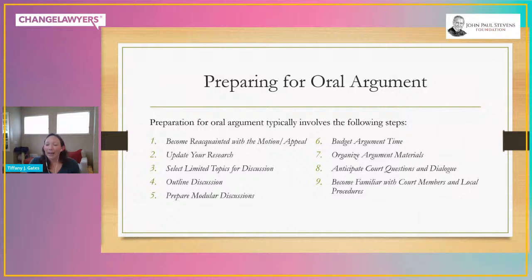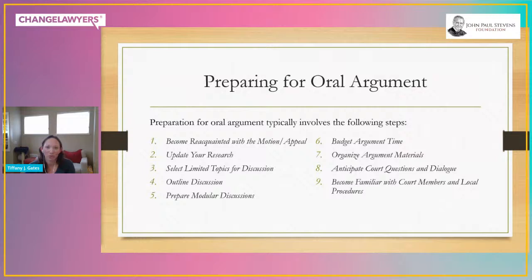And lastly, this step is not on the slide, but it occurred to me this morning as something that I find myself doing more and more as my years of practice continue. So I just thought I'd share it with you all. When you're preparing for an oral argument, I find that another effective thing you can do is talk to your friends and family members about your case.